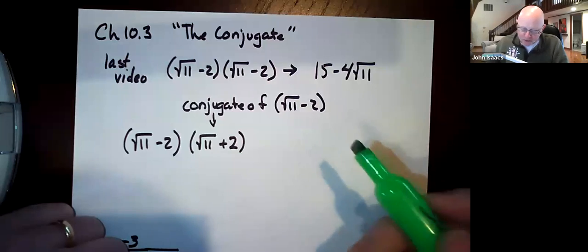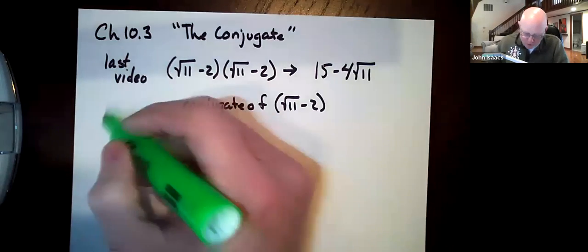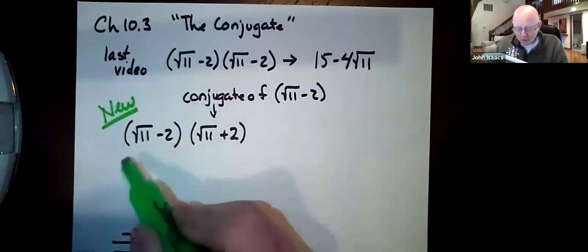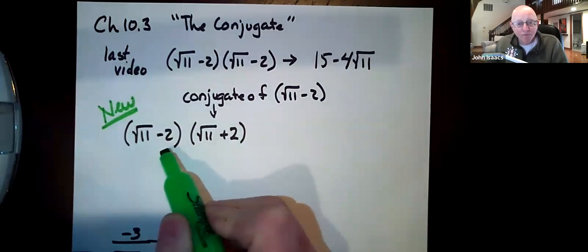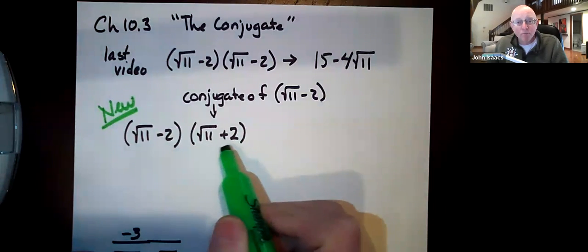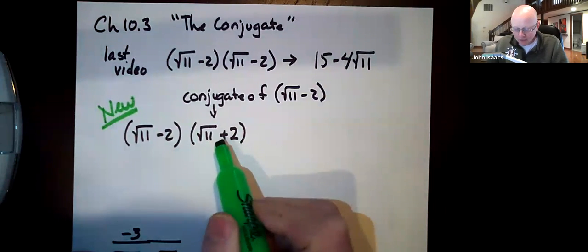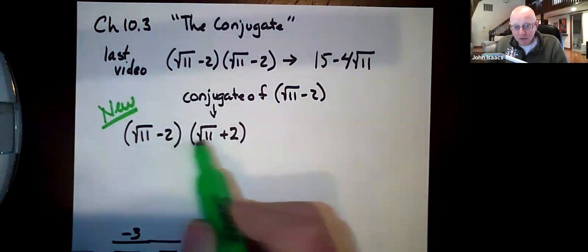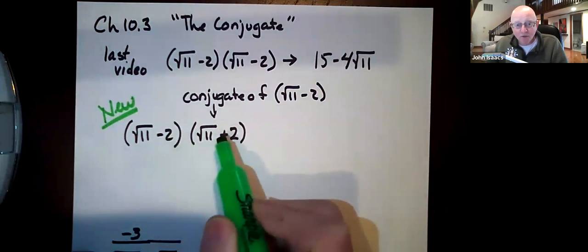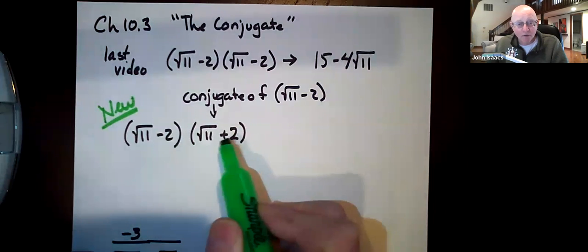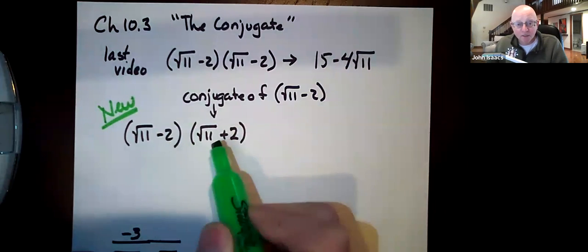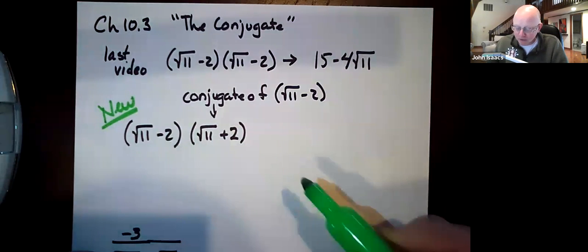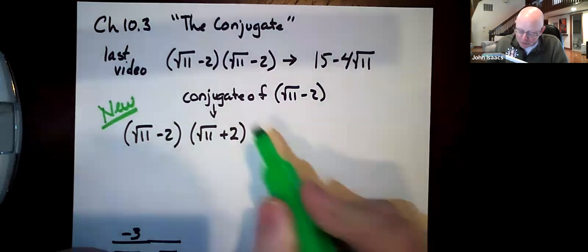So different example, new example, totally new. We're going to take root 11 minus 2 and multiply it by root 11 plus 2. That plus sign versus that minus sign, where everything else is the same, makes these two things conjugates of one another, right? This is the conjugate of this. Root 11 plus 2 is the conjugate of root 11 minus 2. So what happens when we multiply this?